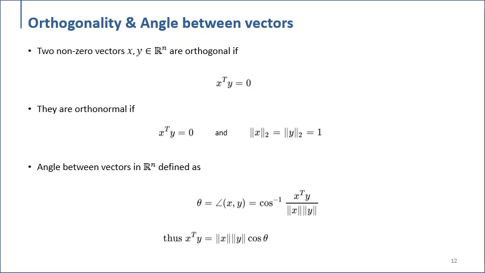Yeah, and from now, we're going to learn the very important concept of orthogonality and angle between vectors. Actually, when we learned linear algebra, we learned two important angles between two vectors. The first one is the right angle, and the second one is parallel.